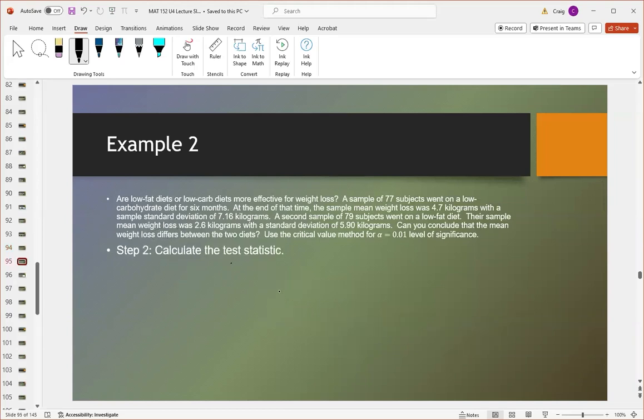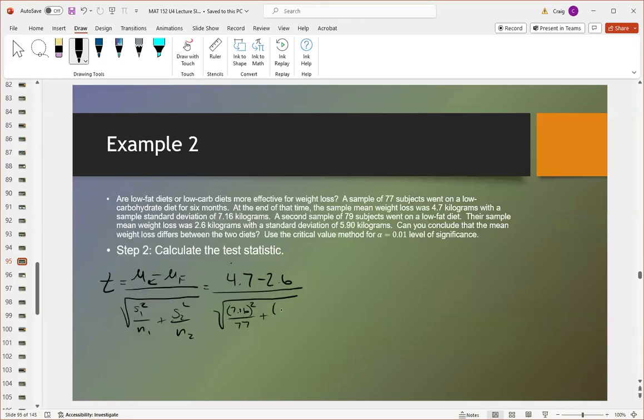We now want to calculate the test statistic. So remember, it is our sample means, and it does not matter the order if we're doing a two-tailed test. The square root of S1 squared over N1 plus S2 squared over N2. Okay, and so the mean of the low-carb diet, 4.7 kilograms. The mean of the low-fat diet, 2.6 kilograms. The square root of the standard deviation of the first group, 7.16 squared divided by 77, plus 5.9 squared divided by 79. In the numerator, 2.1.